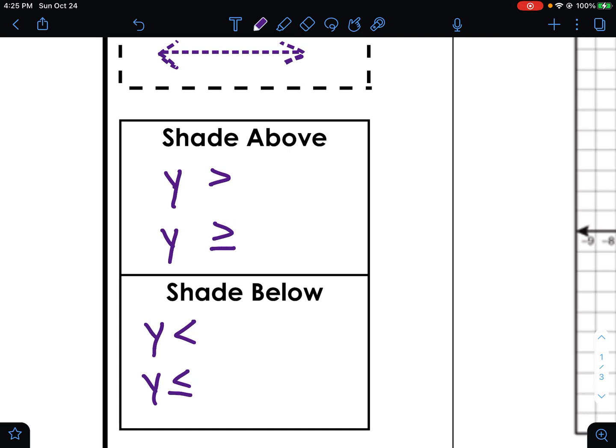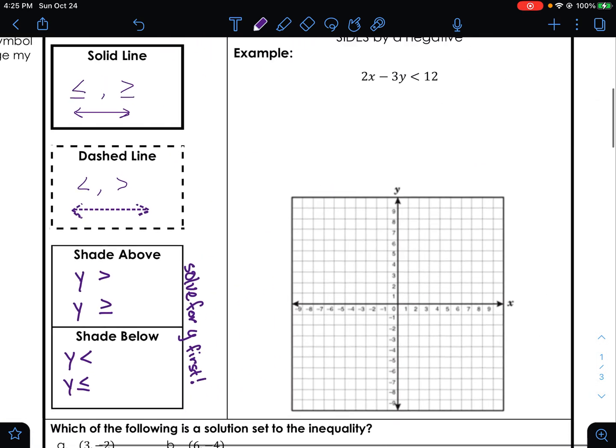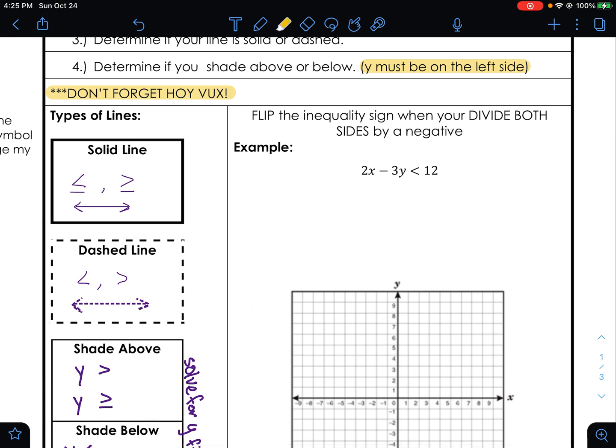But you have to make sure you solve for y first. Okay, so we have to make sure we solve for y first. Because remember, there are times where we flip the inequality sign. Okay, so let's go to our example. And here's our reminder that we flip the inequality sign when you divide both sides by a negative number.